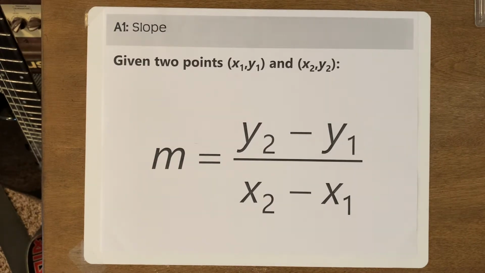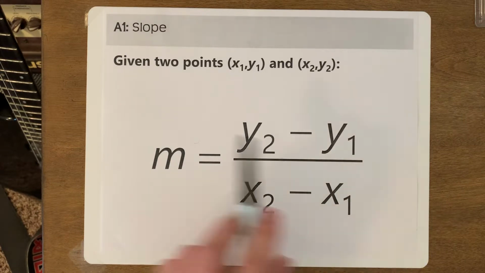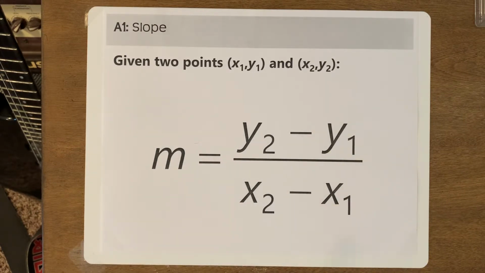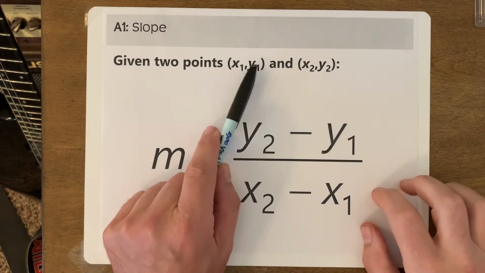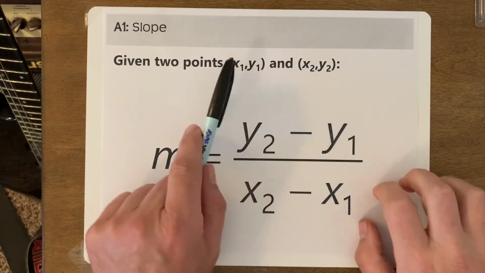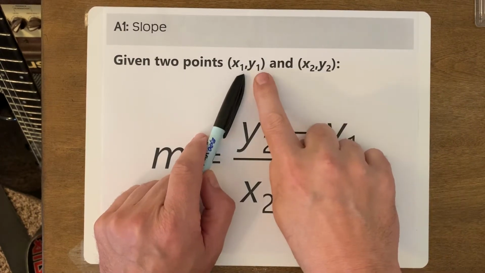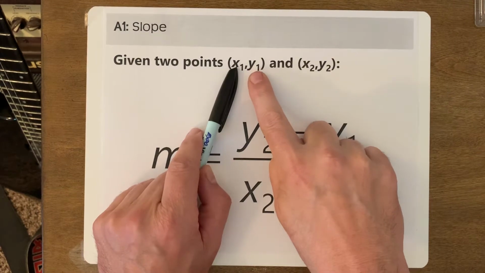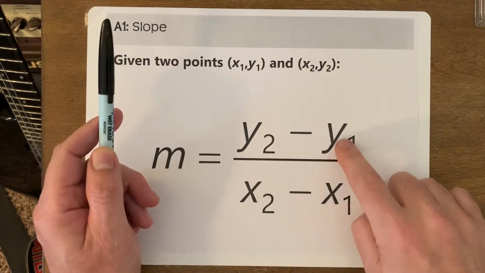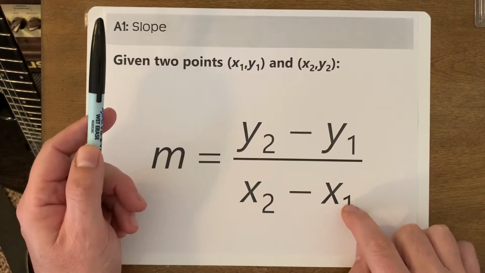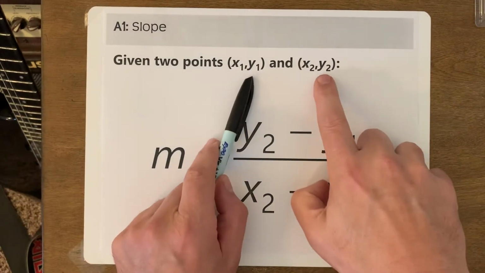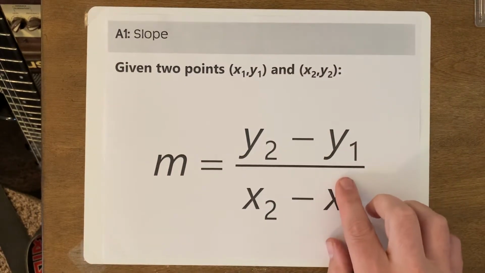In this video we're going to be talking about how to calculate the slope of a line. The first slide I have here is the slope formula, and you have 2 points, x sub 1, y sub 1, and x sub 2, y sub 2. The subscripts just tell you which point the x and y values are coming from, so when you plug them into the formula, you won't plug them in incorrectly.